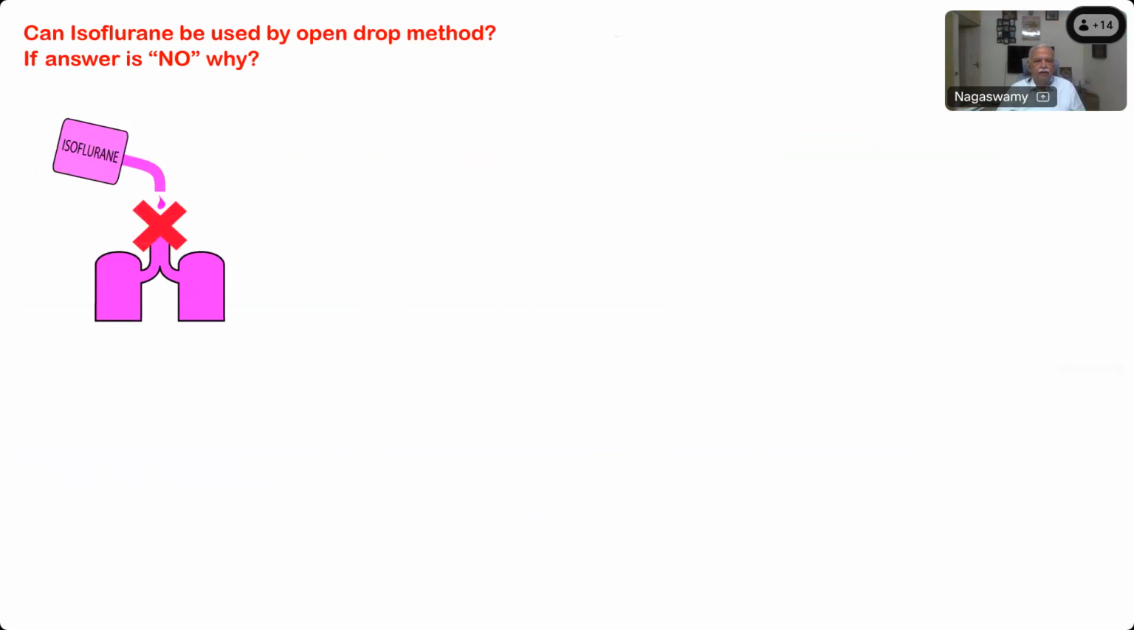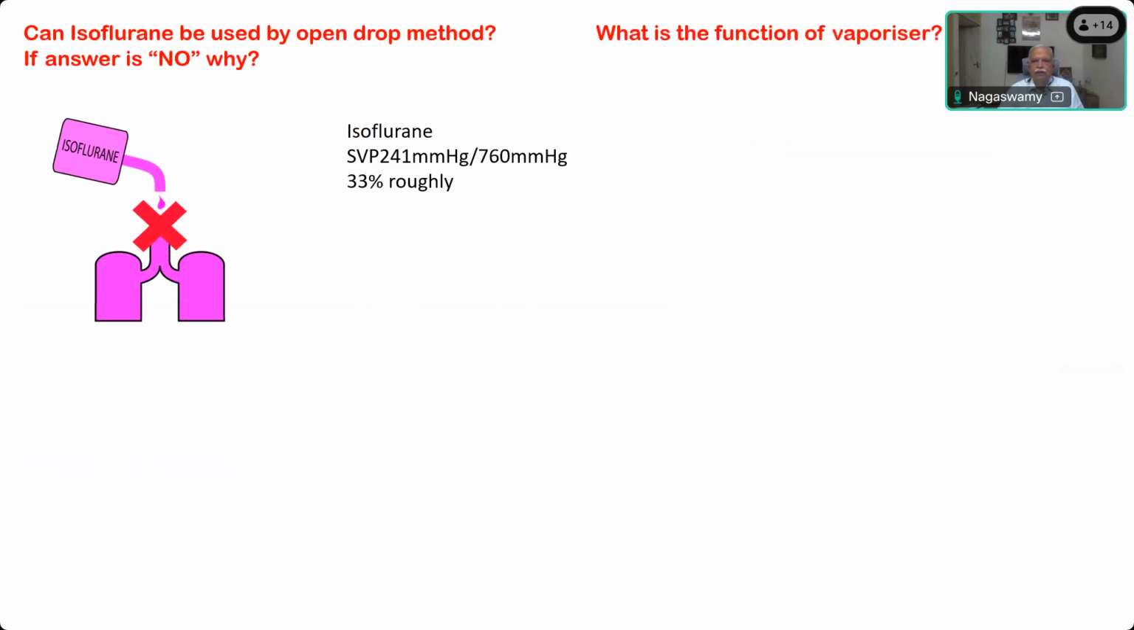Isoflurane cannot be used in the open drop method. Saturated vapor pressure is 241, so if you are using it in the open drop method, it will be roughly 33%, more than your sevoflurane. So it should not be used. So what is the function of a vaporizer?